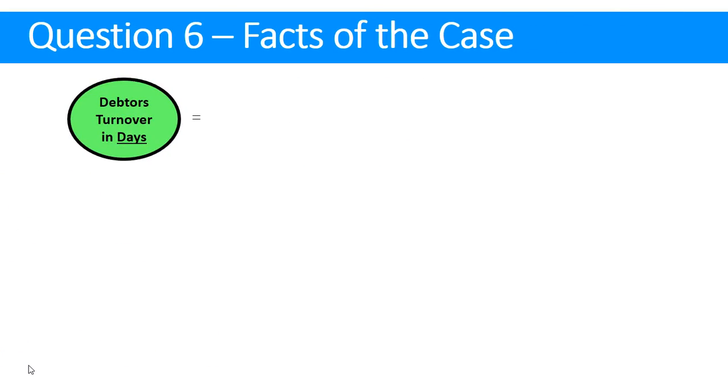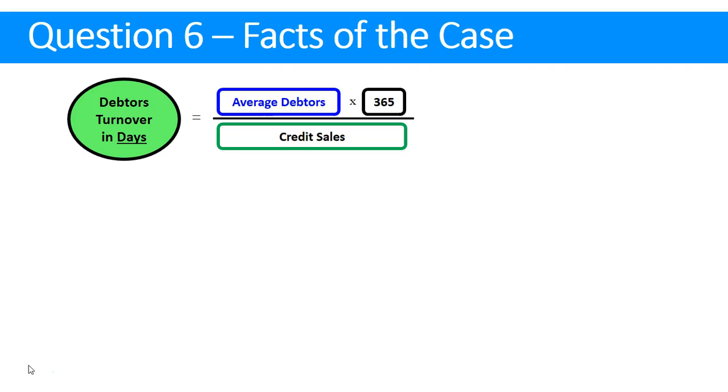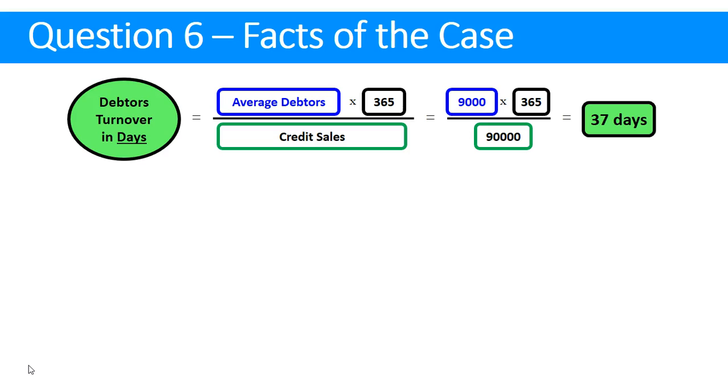What we want to do is take it back a step and just remember, what does debtors turnover measure? There's a formula, which we don't really need to know here, but that's the formula there. Let's say we plug some numbers in and say average debtors are $9,000. We times that by 365, the number of days in a year, and divide it by the amount of credit sales. Let's assume that was $90,000. And let's say we got 37 days there.